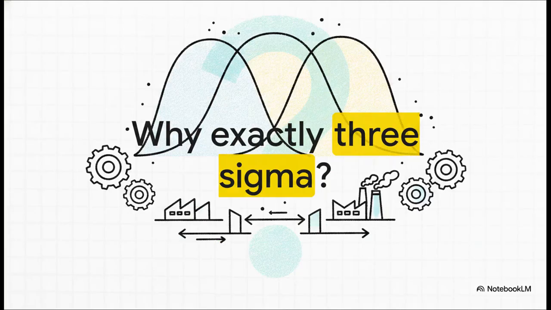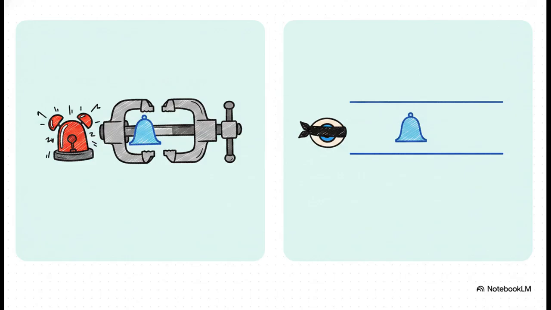So that brings us to a really vital question. Why exactly 3 sigma? Why has the entire global manufacturing world just agreed that 3 sigma is the magical boundary for process control? Well, it all comes down to the Goldilocks principle. Think about it. If we set our boundaries at 2 sigma, they're way too tight. We'd get constant false alarms from perfectly normal, everyday variations. That causes operators to constantly tweak and tamper with a machine that was actually running just fine.